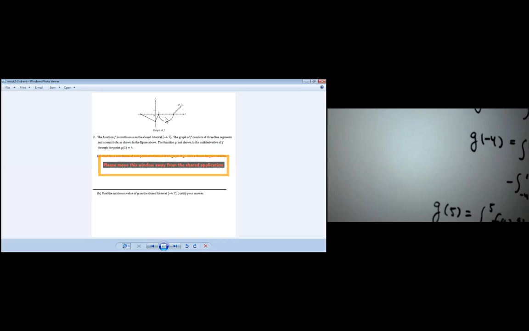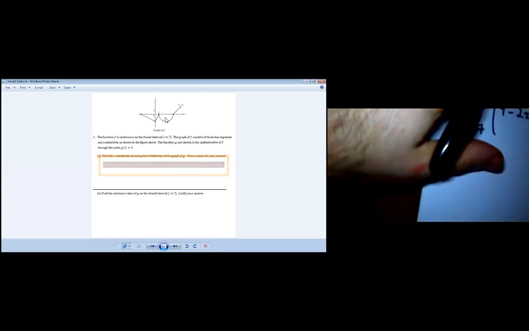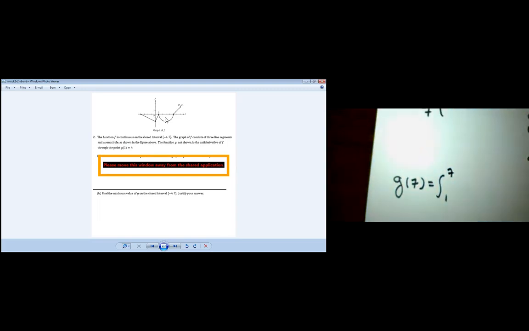Anybody got it? What do we get for G of 7? 2. We're going to incorporate the circle, right? There's got to be something with pi, isn't it? G of 7 is going to be the integral from 1 to 7. What do we get from 1 to 7? We already know 1 to 5 is negative 2 pi.